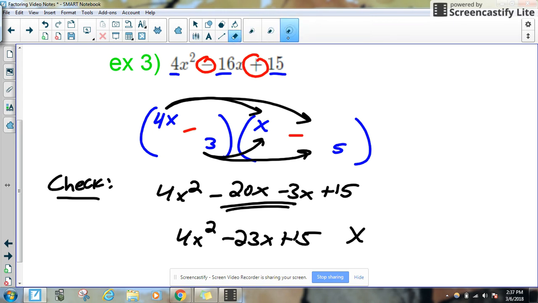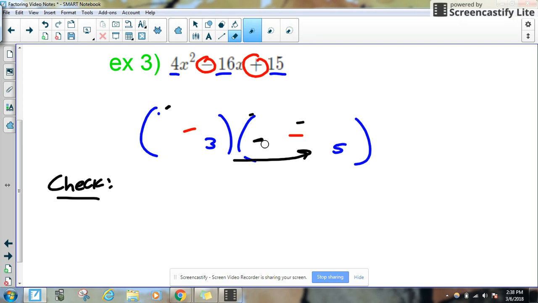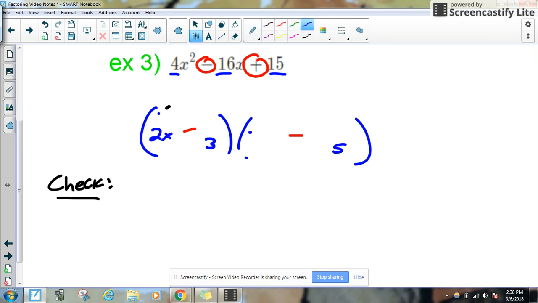All right, so that's okay. Let's go ahead and scrap that one. And let's go ahead and change some things. I'd like to change the 4x and the x. Let's use 2 and 2 instead. So I'm going to change that to a 2x and a 2x. And let's see if we get it this time, okay?